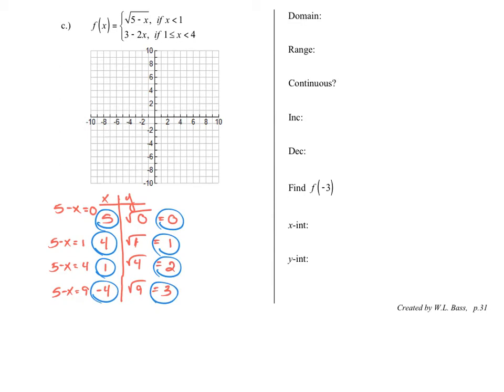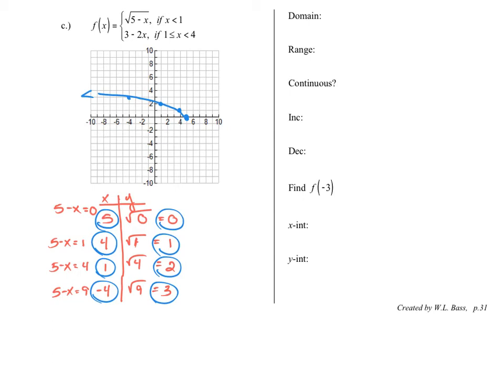Now, I like to graph the entire function first. So I'm going to do (5, 0). I'm going to do (4, 1). I'm going to do (1, 2). And I'm going to do (-4, 3). And I'm going to graph this entire function to start with. So that's my whole square root function.